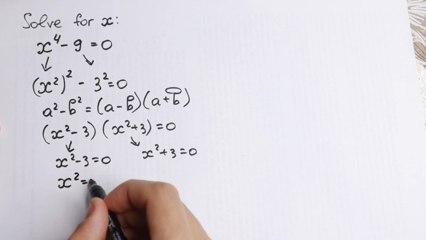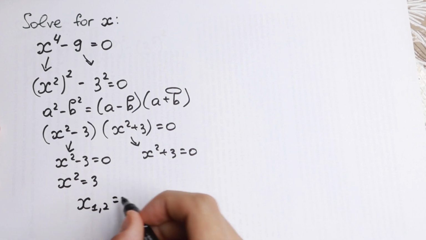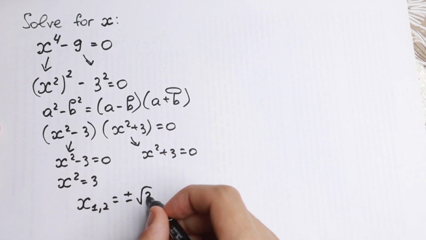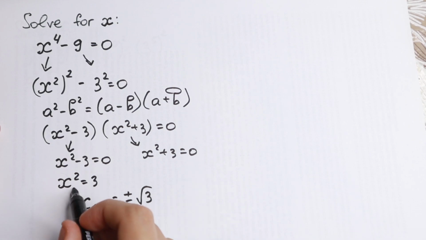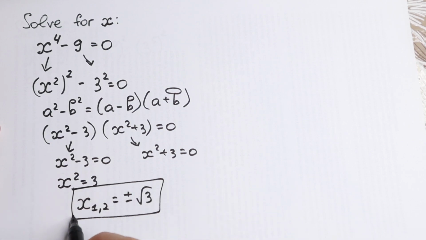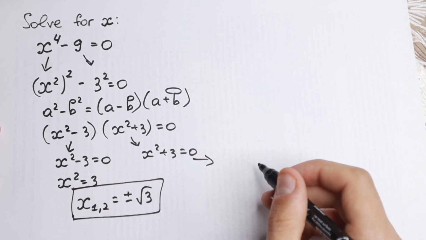So x squared equal to 3, then our x first and second will be equal to plus minus square root of 3. We're just taking square root from both of the sides. This is our first pair of solutions with the plus sign and with the minus sign. And right now let's solve this one. X squared plus 3 equal to 0.